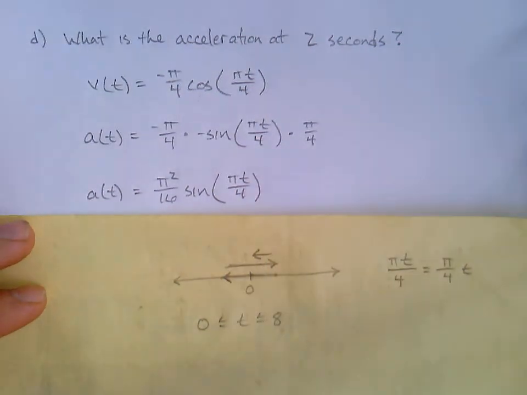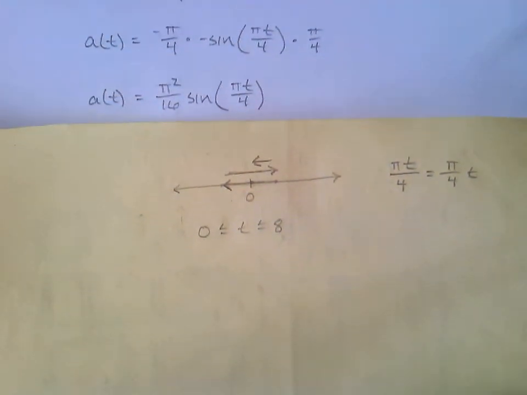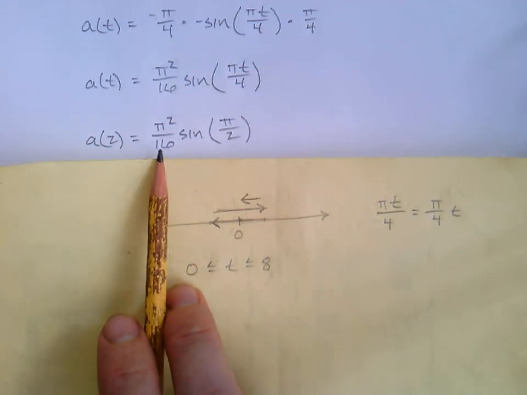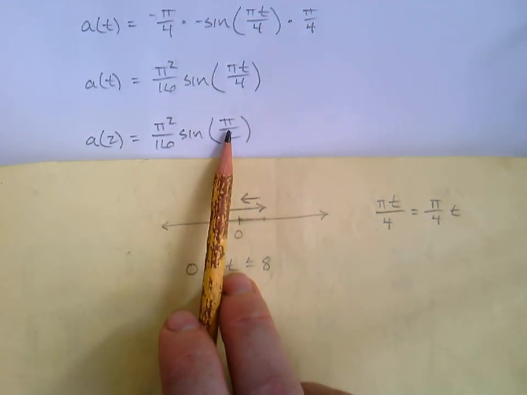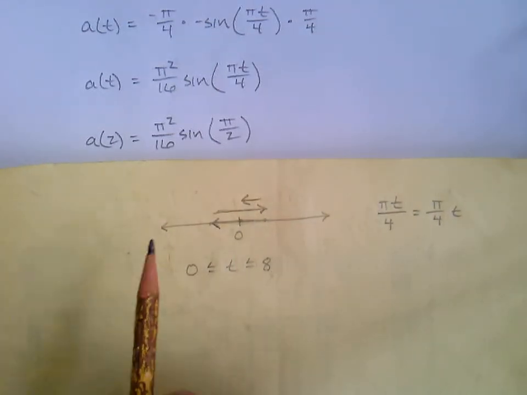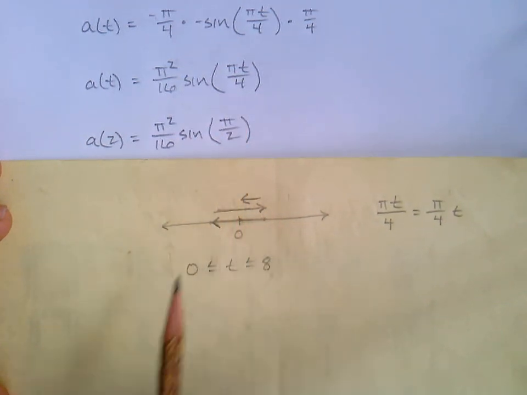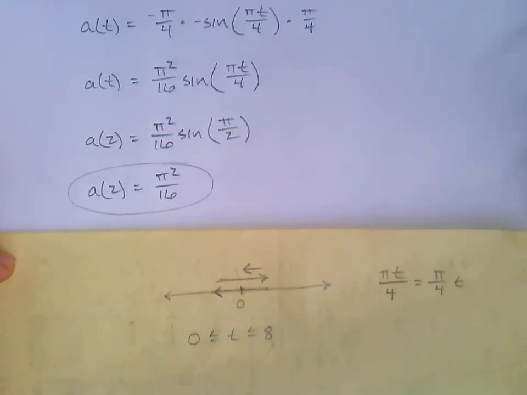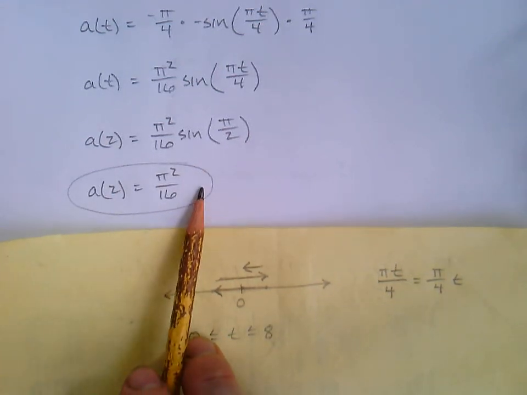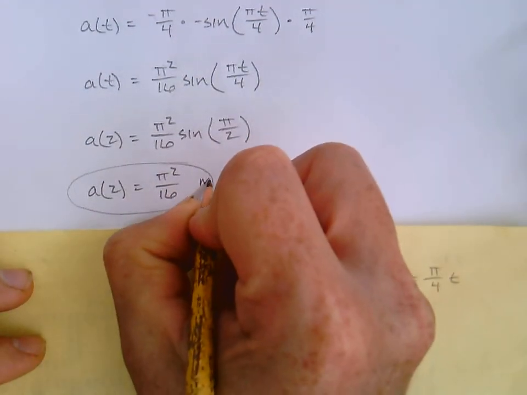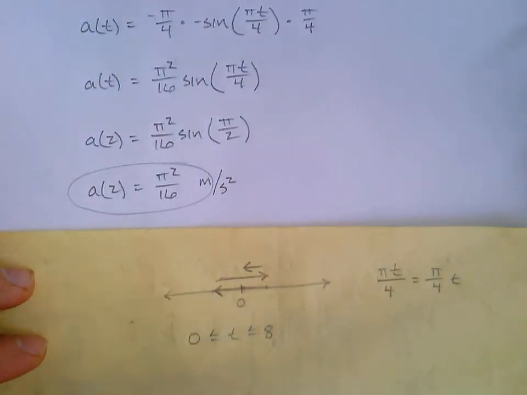Only last thing to do is plug in the 2 seconds. So a of 2, pi squared over 16 times the sine of pi over 2. And you may know that the sine of pi over 2 equals 1. And so our answer here is pi squared over 16. We're just going to keep it like that since they didn't tell us to round. Hey, I forgot to put the units on the end. Maybe you know the units of acceleration here would be meters per second squared, meters per second per second.